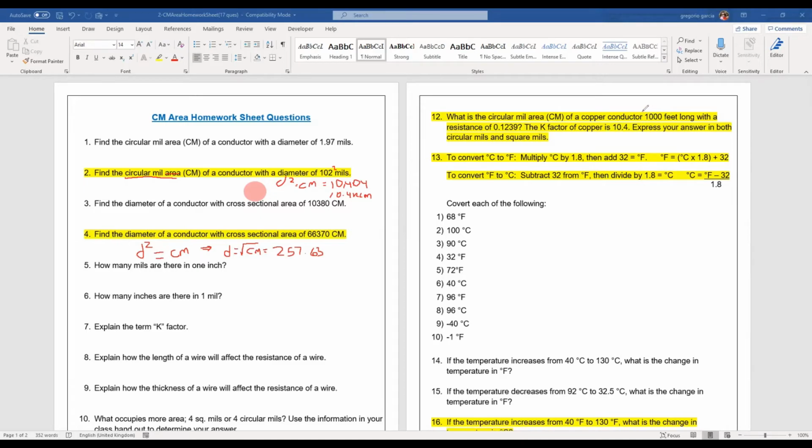So we have 1,000 feet, which is good because in that case, we don't have to do any conversion. And then we have a K factor of 10.4. And I already showed you where the K factor is coming from, subject number 5 in your weekly content. And then the resistance of the wire.